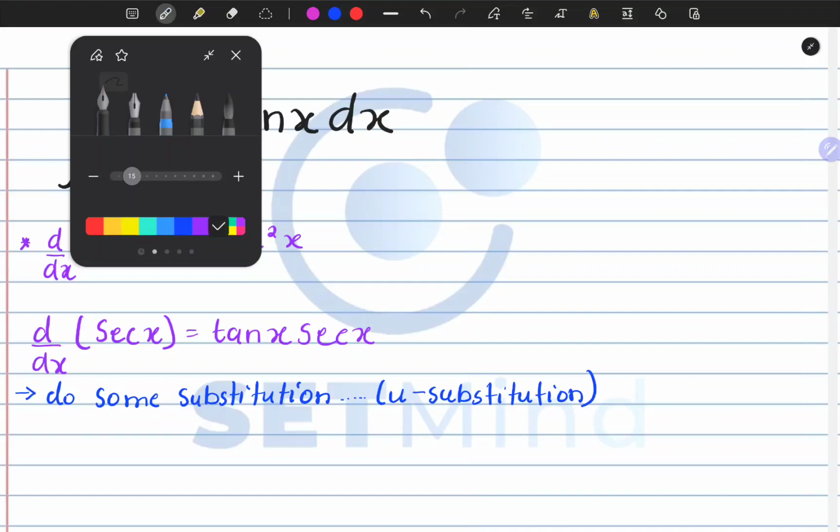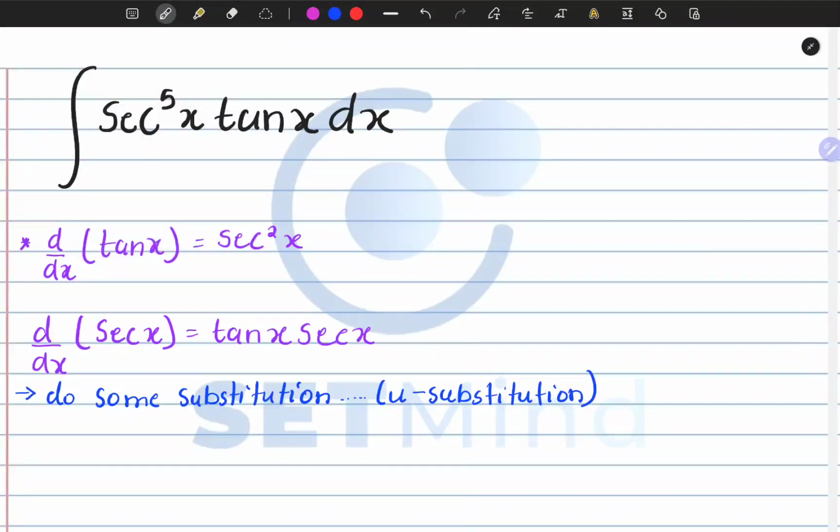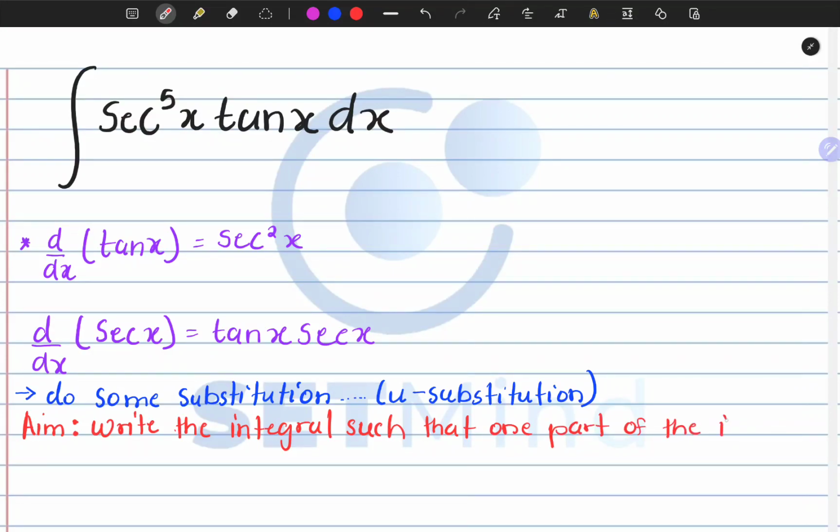If we look at the expression, we can try to rewrite it such that one aspect which appears in the expression becomes the derivative of another one. So let's outline that. Our aim is to write the integral, very important, such that one part of the integral can be derived to get the other part.